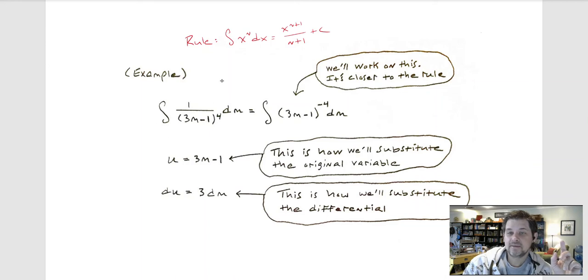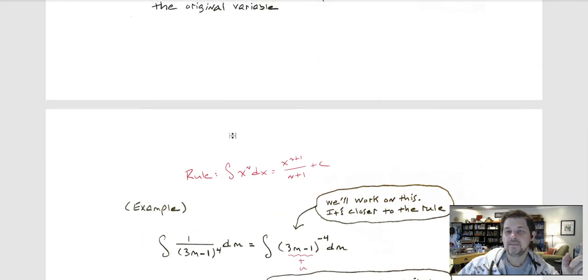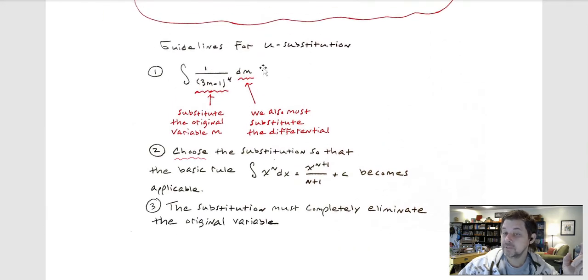So if this is going to become like that, then it would make sense that I let this be my substitution. So I'll say I'm going to introduce this variable u, and u is going to be substituted in place of 3m minus 1. You see why that would turn this problem into that one. Because what would it look like if you put u in place of 3m minus 1? It would look like u to the minus 4 power, and then this rule would be applicable, and then we could work it. Okay, but I did say that we have to substitute the differential also.